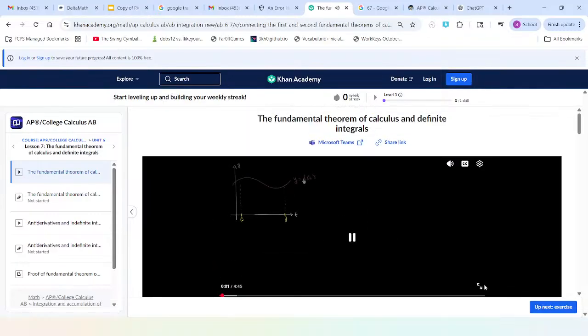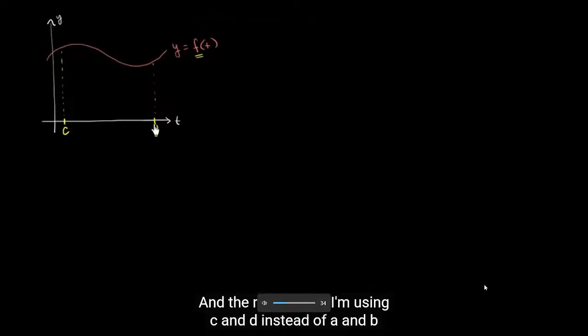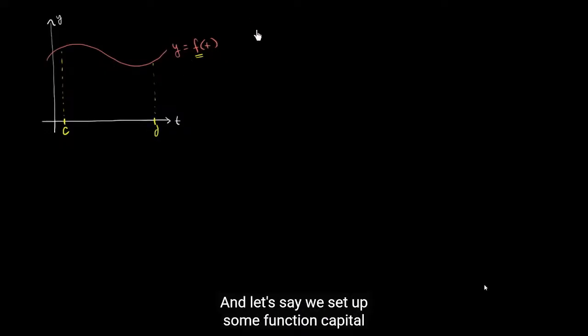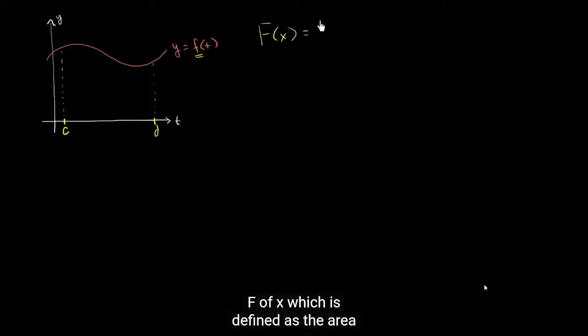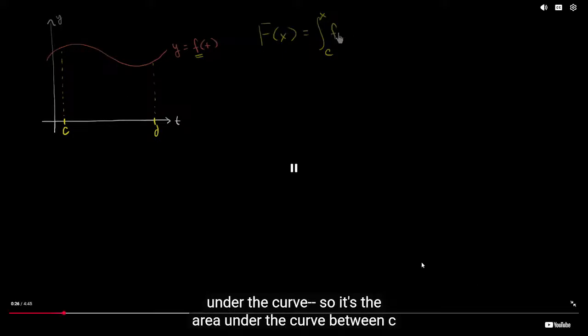Let's say we've got some function f that is continuous over the interval between c and d. The reason I'm using c and d instead of a and b is so I can use a and b for later. Let's say we set up some function capital F of x, which is defined as the area under the curve between c and some value x, where x is in this interval where f is continuous.